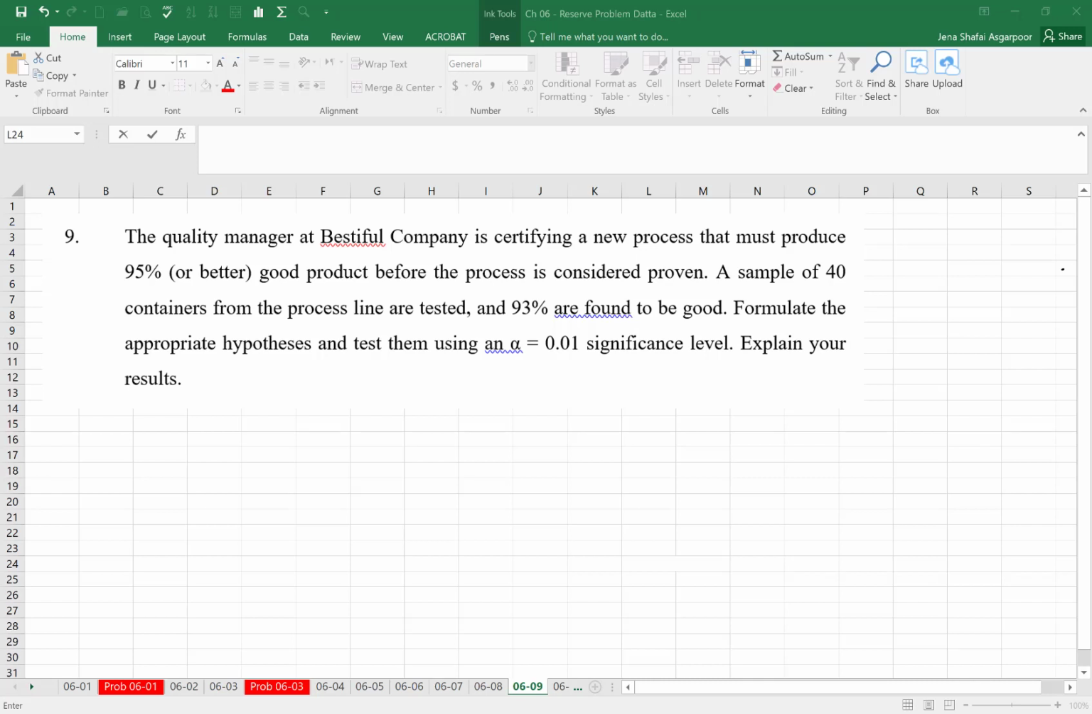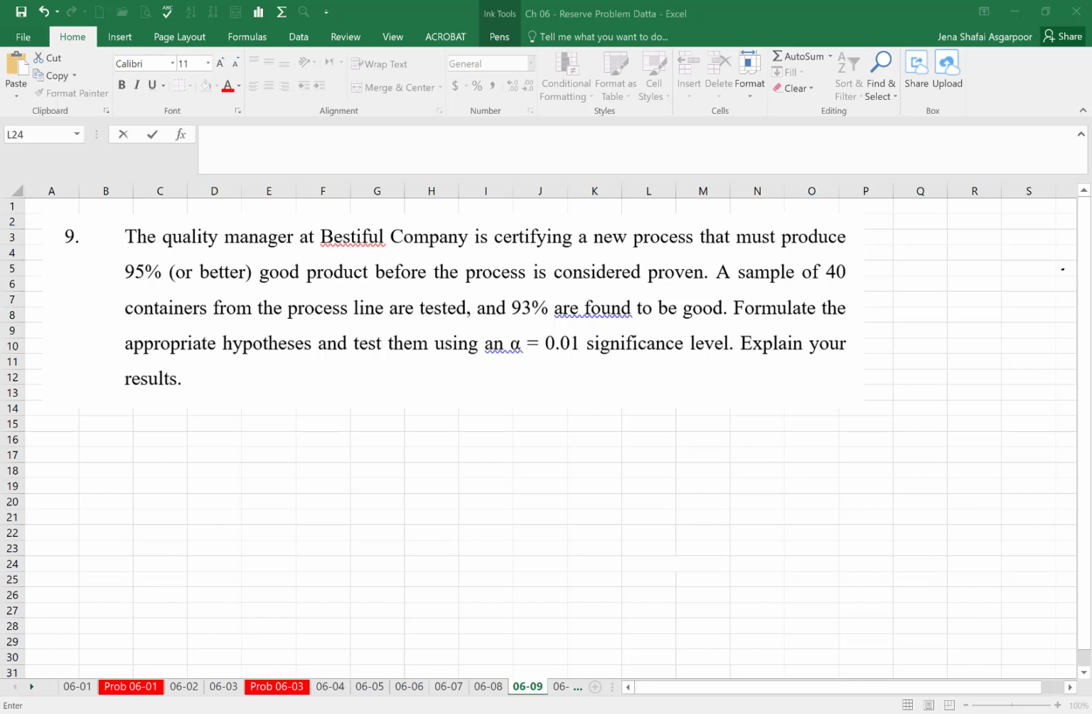This is review problem number 9 from chapter 6. We will do a test of hypothesis for a population proportion. A quality manager at Bestiful Company is certifying a new process that must produce at least 95% good products before the process is considered proven. A sample of 40 containers from the process line are tested, and they're found to be 93% good. So we must formulate a hypothesis, test it at the 0.01 significance level, and report what the results are.